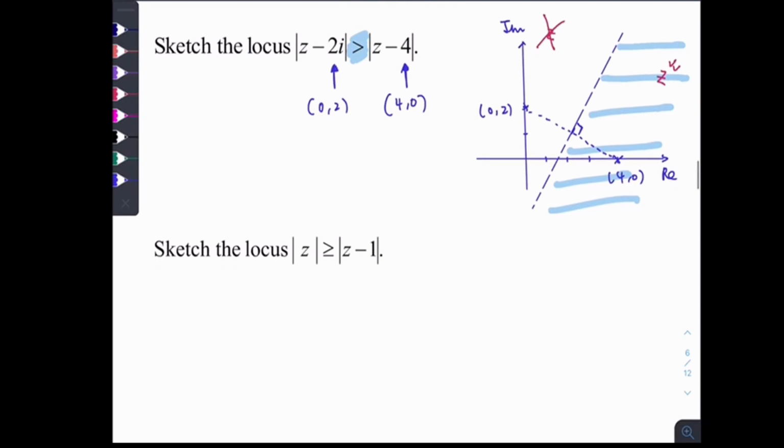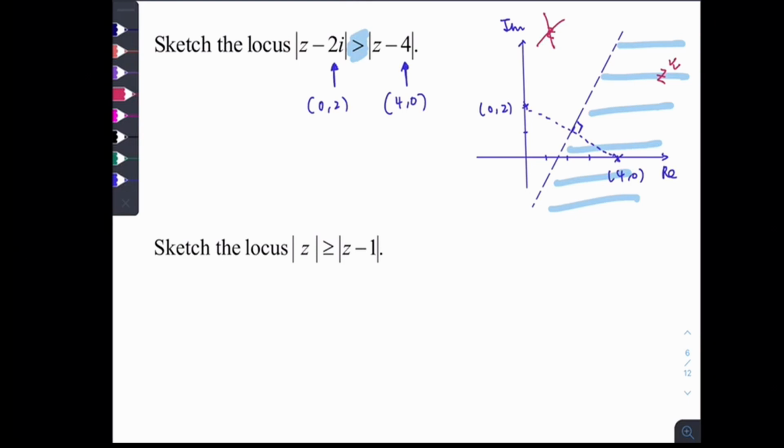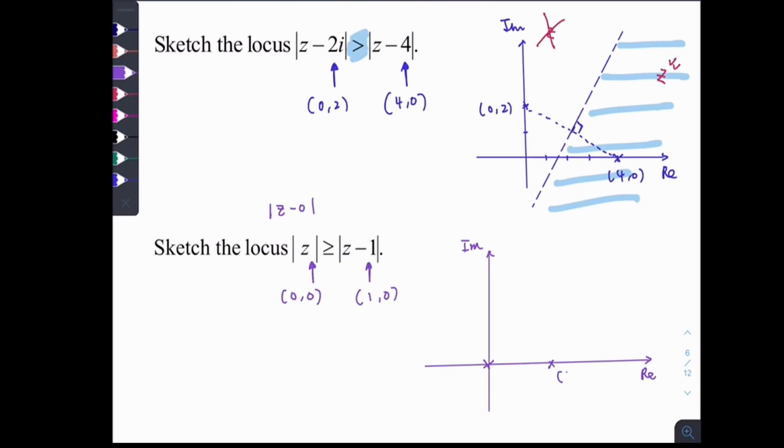Alright, so one more example at the bottom here. Figure out the points. Here, modulus Z means Z minus 0. It means the origin 0, 0. As a point here, it should be 1, 0. So a point at the origin, a point at 1, 0. And draw a perpendicular bisector. For this perpendicular bisector, it should be a solid line because there's an equal sign over here.